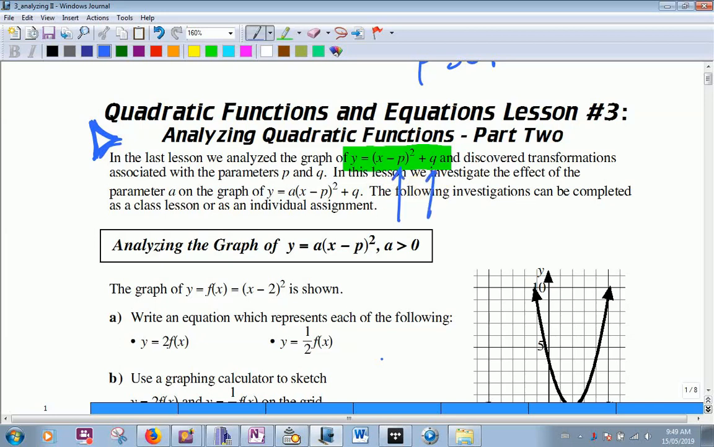Yesterday we looked at P and Q. What's missing there? Yeah, this is what we're going to do today. And yes, put it all together, okay?